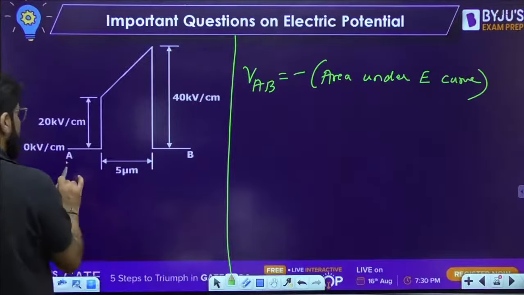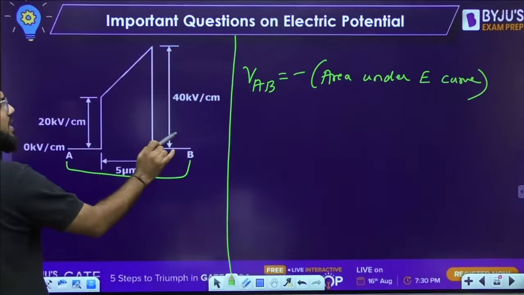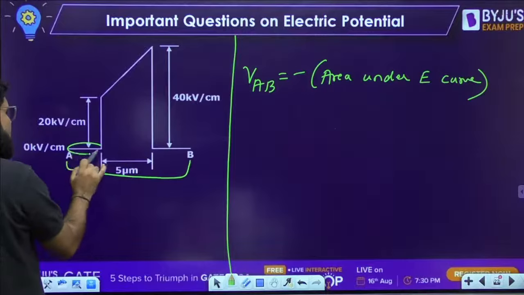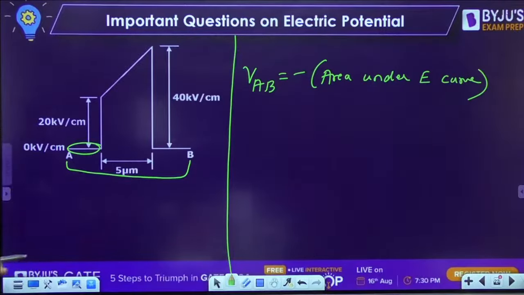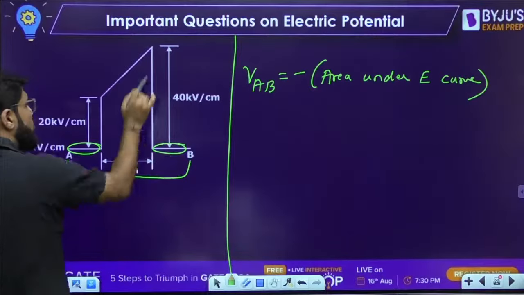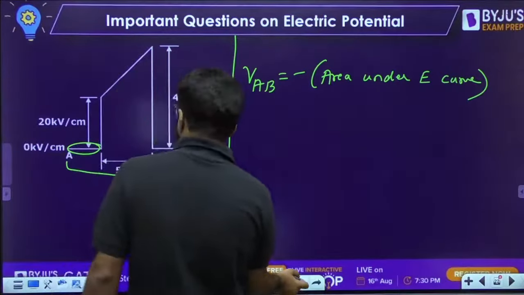Now we need the potential difference between the points A and B. So what is the area under this E curve? This is a flat 0. The field here is 0 kilovolt per centimeter. This is 0, this is also 0. So we only need to calculate this much of the area. And what is that area?